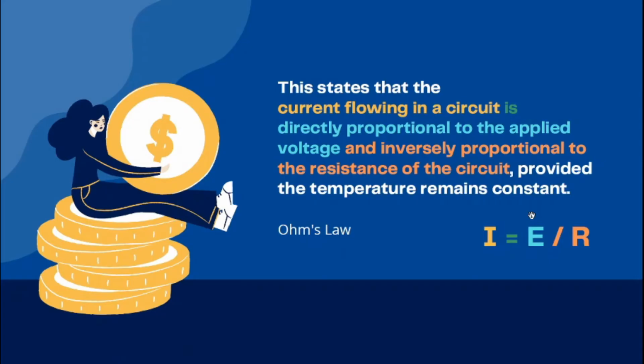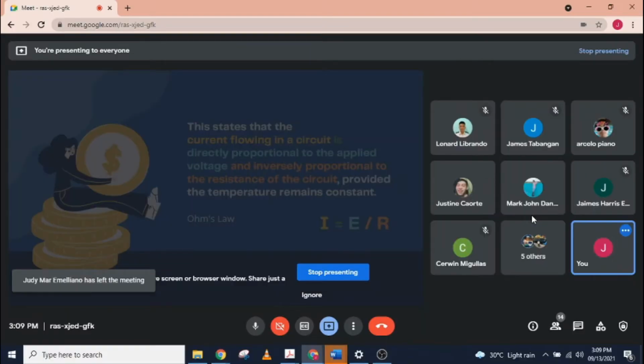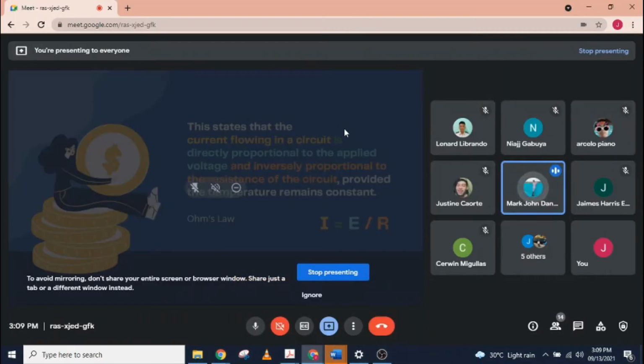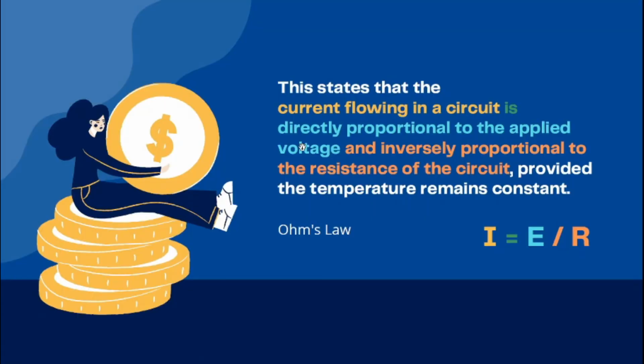So ito yung Ohm's law class. So pakibasa ng description sa screen. Anybody from the group? Me, sir. Sige, go ahead, Danosnia. So, this states that the current flowing in a circuit is directly proportional to the applied voltage and inversely proportional to the resistance of the circuit, provided the temperature remains constant. Ohm's law. So yan yung binabanggit dito, no?